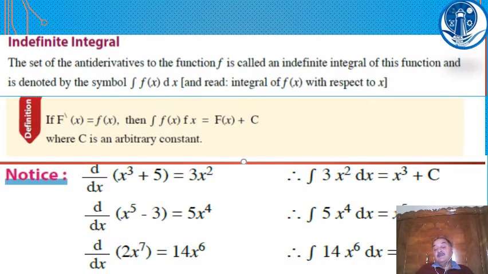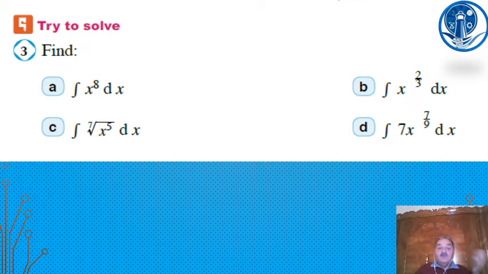d by dx of 2x power 7 is 14x power 6: 7 times 2, x power 6. The antiderivative, or the integration of 14x power 6 dx, is 2x power 7 plus c. Try to solve. Find integration of x power 8 dx, integration of x power 2 over 3 dx, integration of 7th root of x power 5 dx, integration of 7x power 7 over 9 dx.